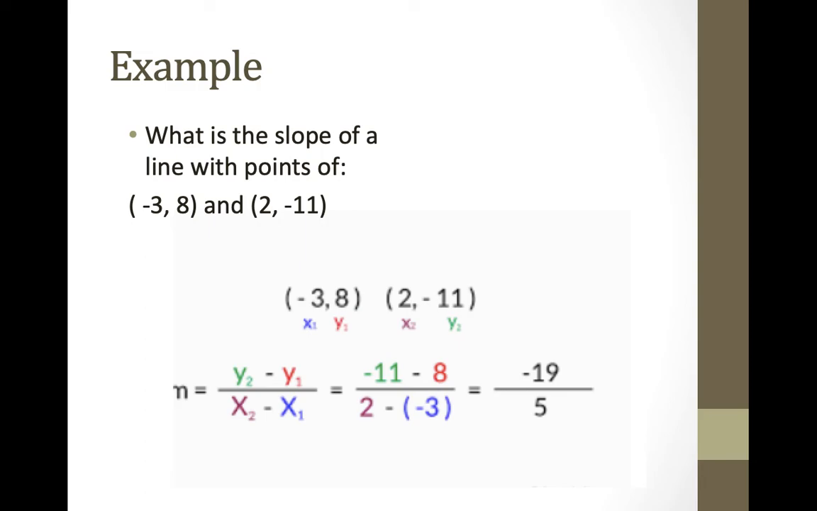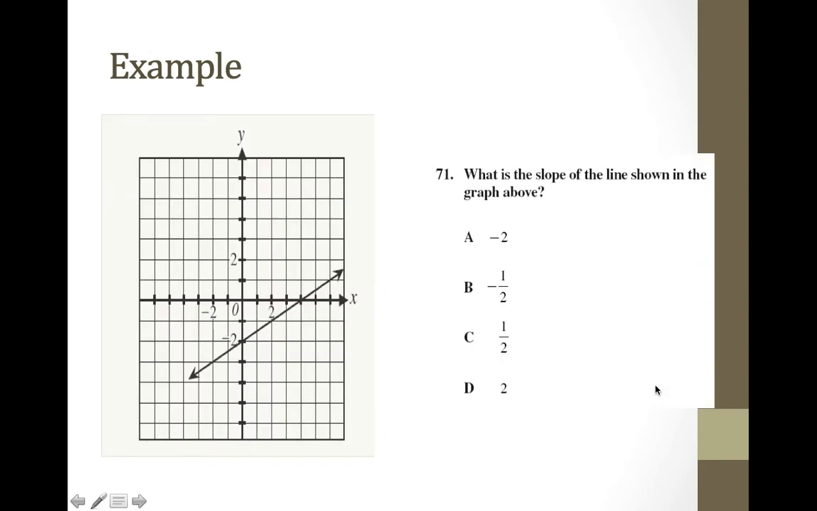Sometimes it is a whole number. Sometimes it's 5 or 8 or 22. Just remember that if it's 22, it's 22 over 1. So always remember that. If it's a whole number, it means over 1. So a slope of -3 is actually -3 over 1, which means it goes down 3 and over 1.